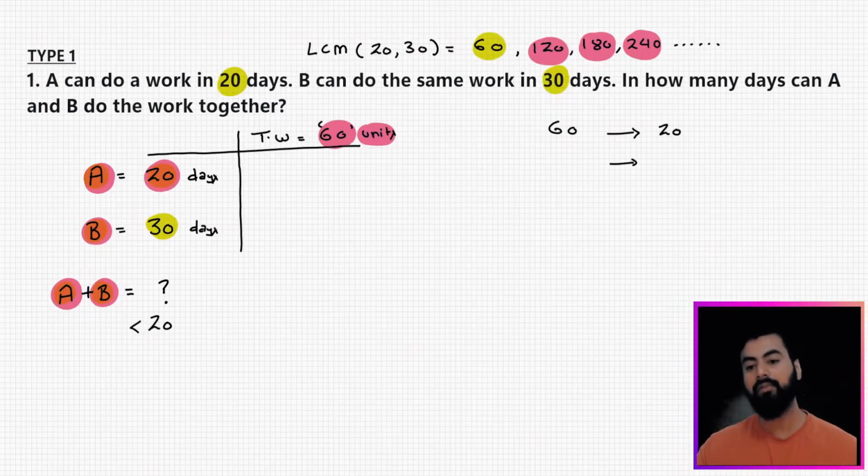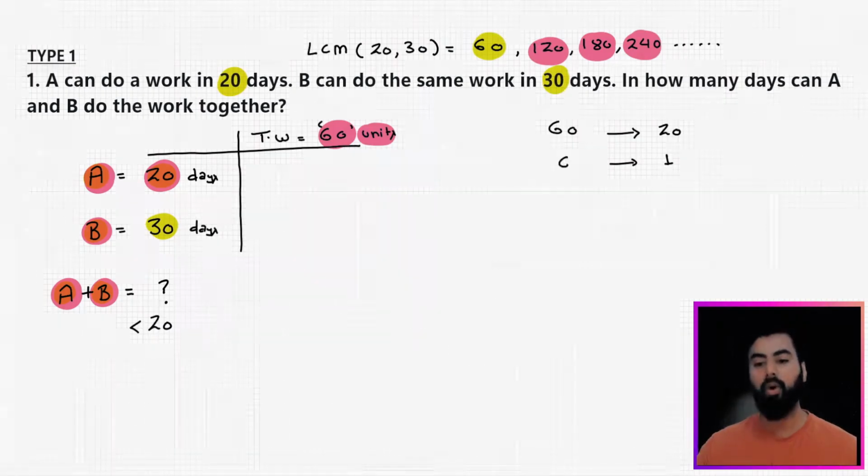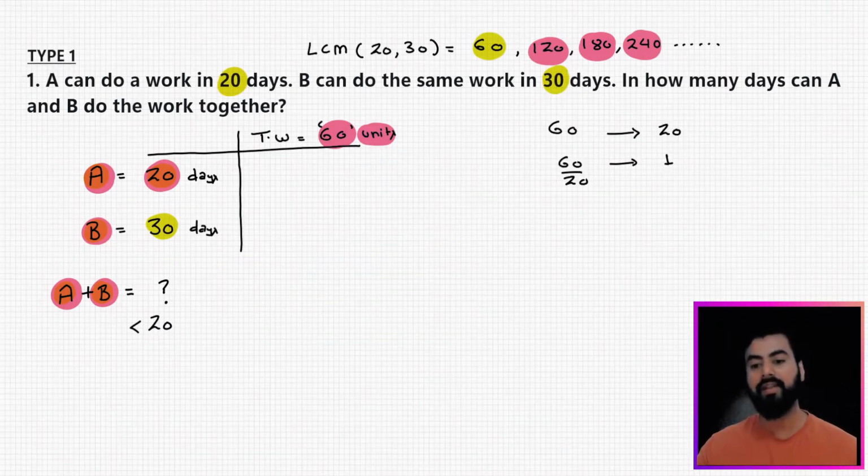You would say, sir, in 20 days. But I want to find work done by him in one day. So all you are going to do is you are going to divide this 60 by 20. It means in order to find out the efficiency, work done by a person in one day, all you need to do is you need to divide these two numbers, the value of work and the number of days. So 60 by 20 will give you the answer of efficiency. So A's efficiency is 3 units per day.